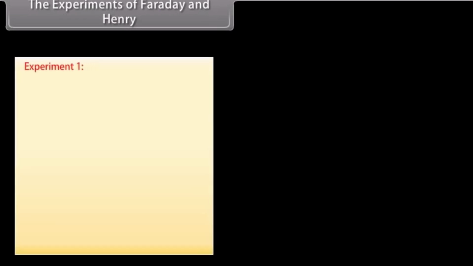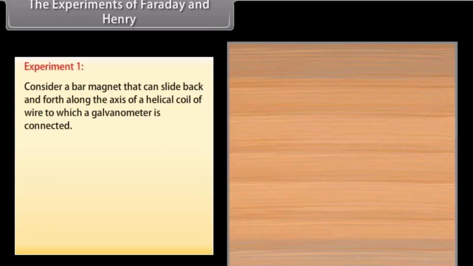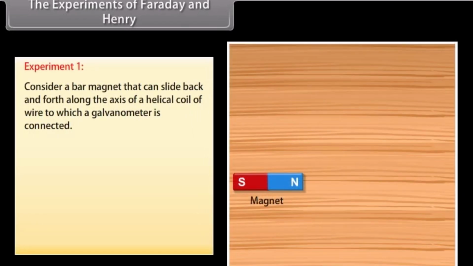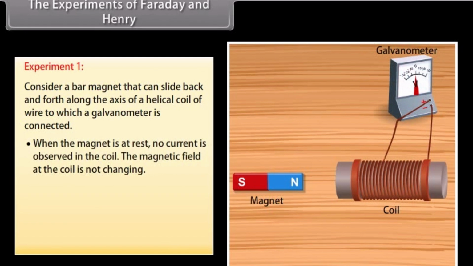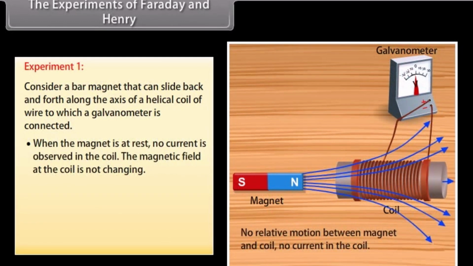The experiments of Faraday and Henry. Experiment 1. Consider a bar magnet that can slide back and forth along the axis of a helical coil of wire to which a galvanometer is connected. When the magnet is at rest, no current is observed in the coil. The magnetic field at the coil is not changing.